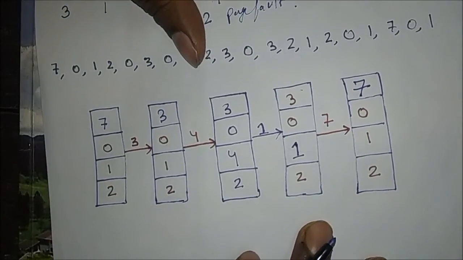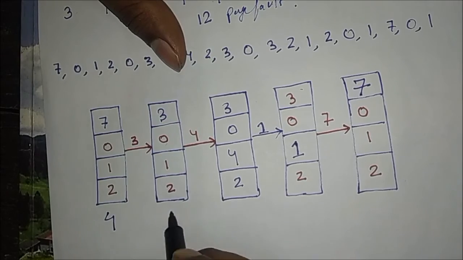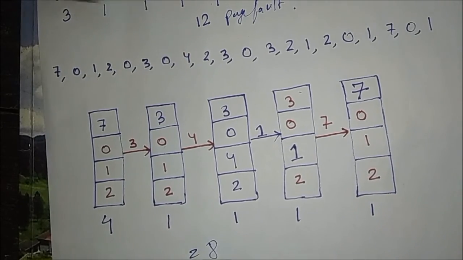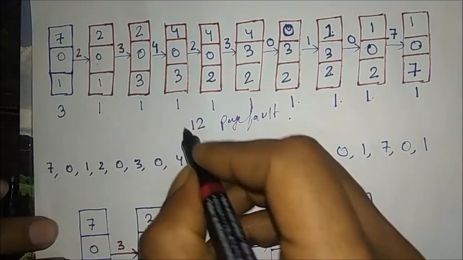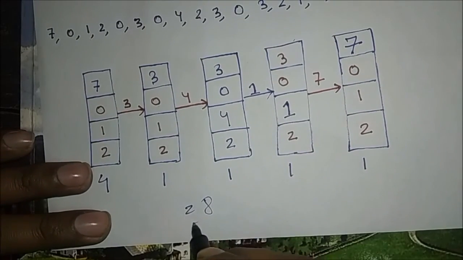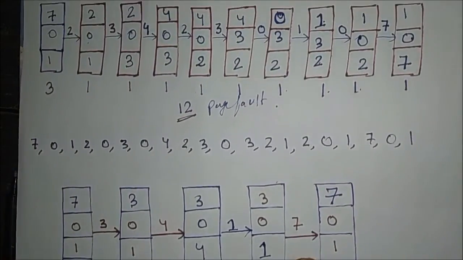Now how many page faults? Here we inserted 4 pages initially and then 4 more: 4, 5, 6, 7, 8. So here we have 8 page faults. When we consider 3 frames, we have 12 page faults. When we consider 4 frames, we have 8 page faults. So this is the difference between 3 and 4 frames. Thanks for watching.